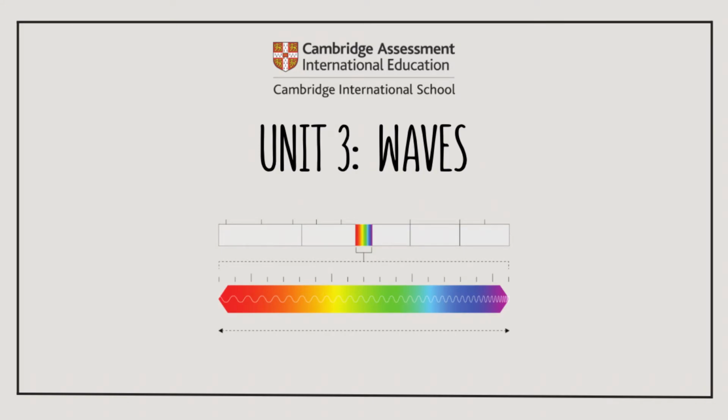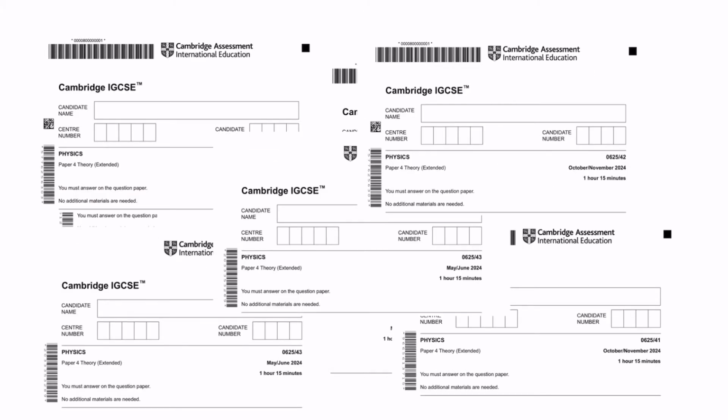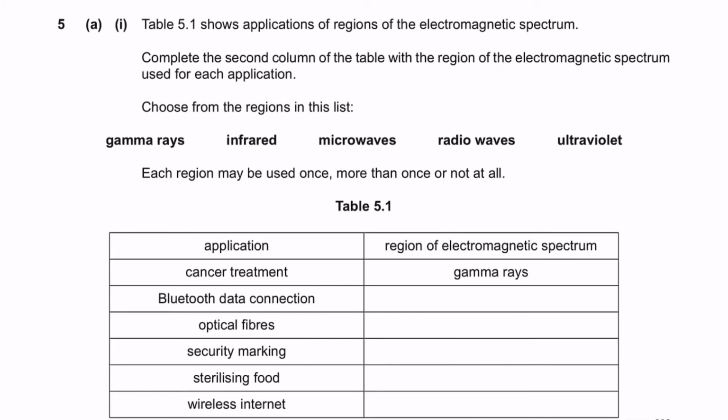In this video, we'll go through all Chapter 3 Waves questions from the 2024 IGCSE examinations, including February, March, May, June, and October, November, covering all three variants. Let's get started. Question 5, Part A.